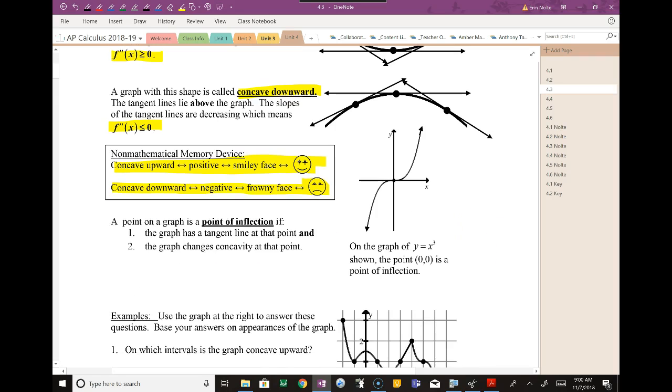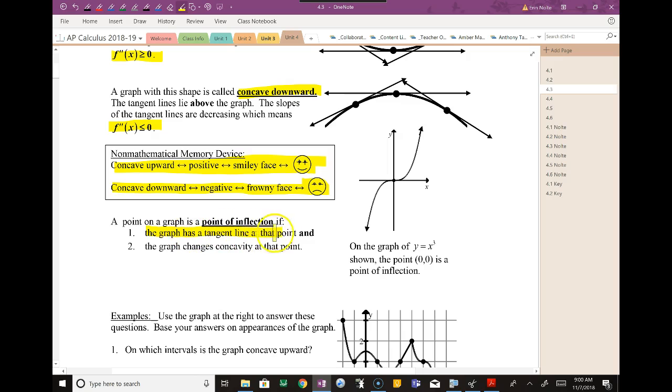Okay, and then a point of inflection. Does anybody remember when a point of inflection occurs? Okay, so when you go from concave up to concave down, that is a point of inflection, or vice versa. Okay, so the graph has a tangent line at that point.